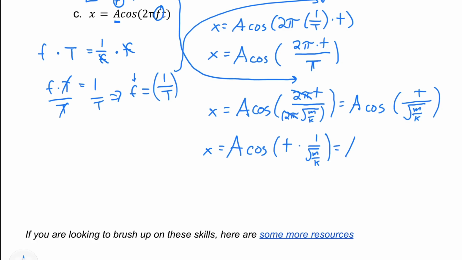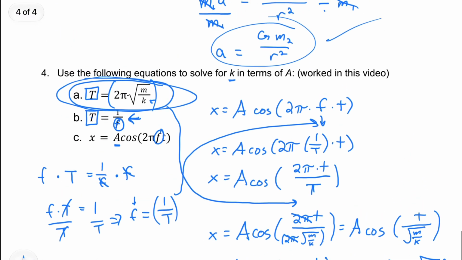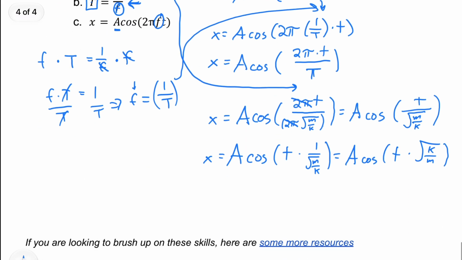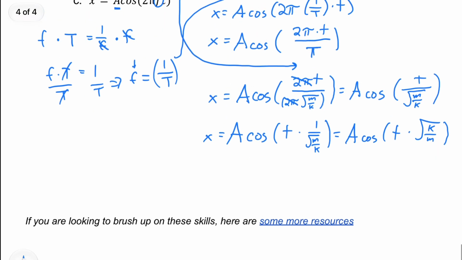But we can just rewrite this as A times cosine times t times the square root of the inverse of what's inside that square root, right? So the inverse would be k over m under that square root. So this equals big A times cosine of t times the square root of k over m. And ultimately, we want to solve for k. So now we want to start from here. So let's rewrite all this over here. So x equals big A times cosine times t square root of k over m.